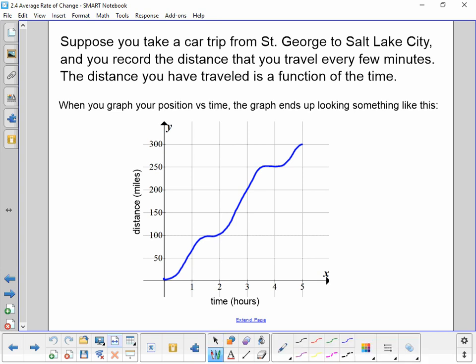So at time 0, we've traveled 0 miles. This represents starting out in St. George, down at the origin. And up on the other end, after traveling for 5 hours, we have traveled a total of 300 miles. This would represent when we arrive in Salt Lake.